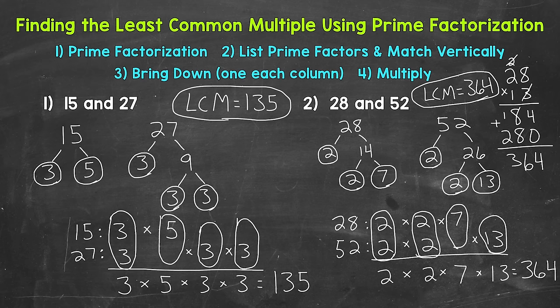So there you have it. There's how to find the greatest common factor, the GCF, and least common multiple, the LCM, using prime factorization.